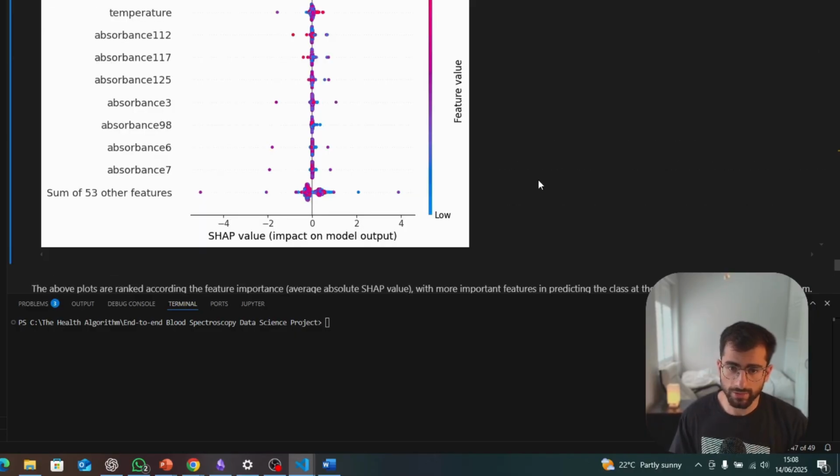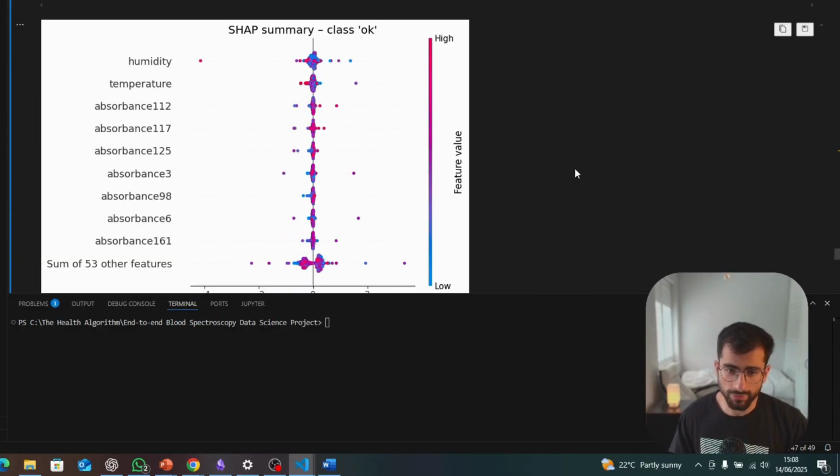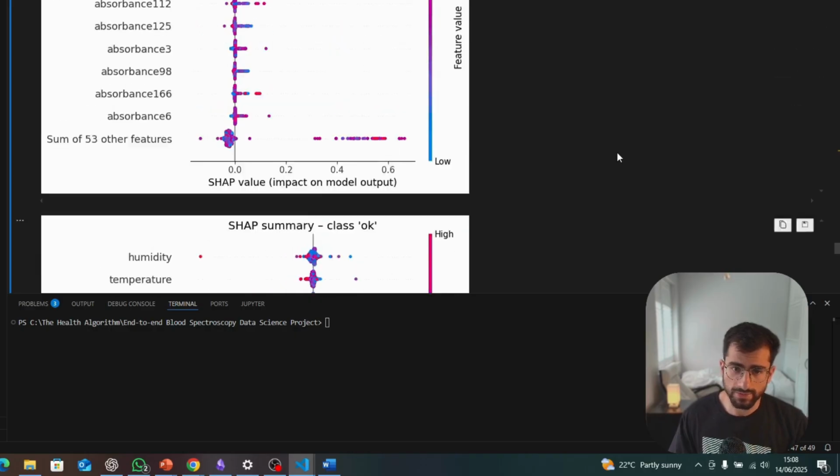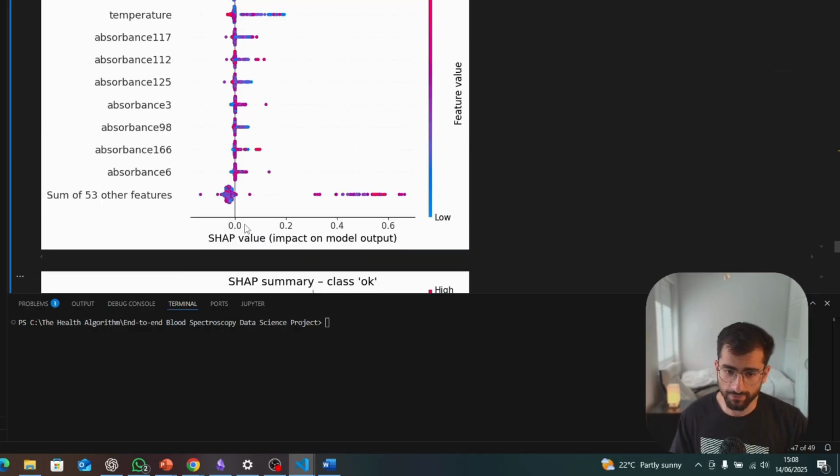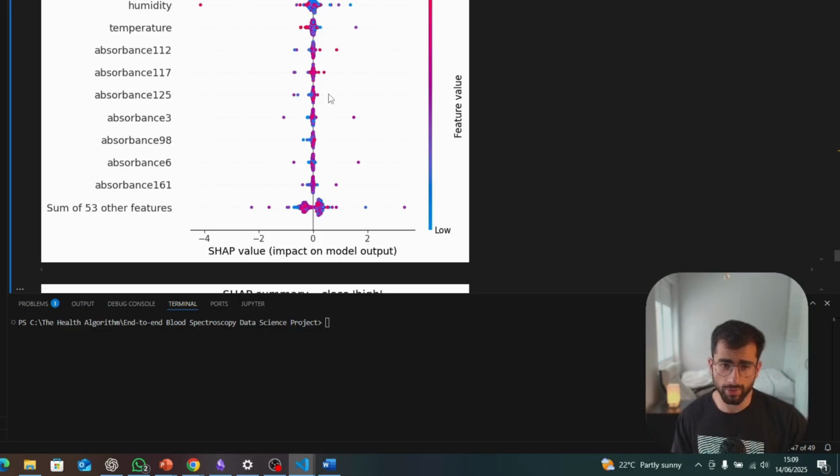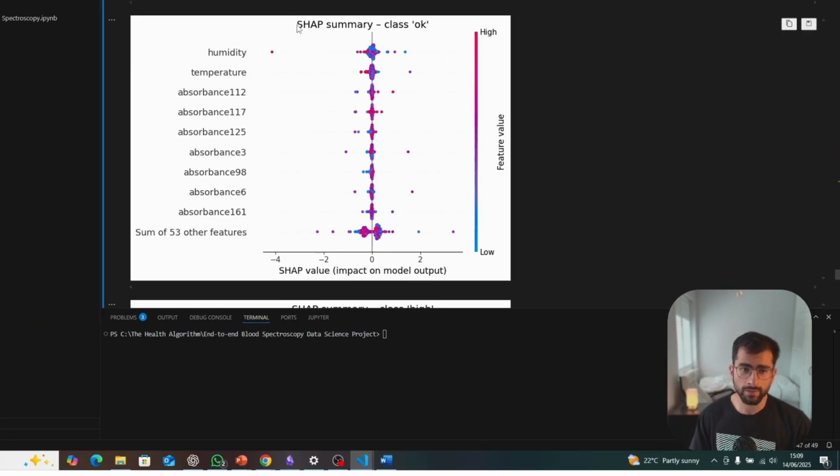We can also see, looking back at these graphs, that both red and blue values tend to appear on both sides of this x equals 0 line. Just to reiterate, a higher SHAP value means that it's pushing the prediction up. So if it's positive, it's pushing the prediction up for that class, and if it's negative, it's pushing it down. For example, if we look at our OK LDL cholesterol class, we can see that for one of the samples, a high value of humidity actually reduced the predicted probability for that class.